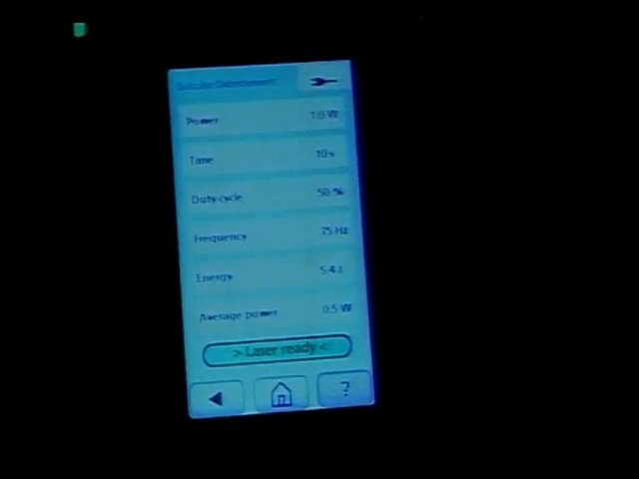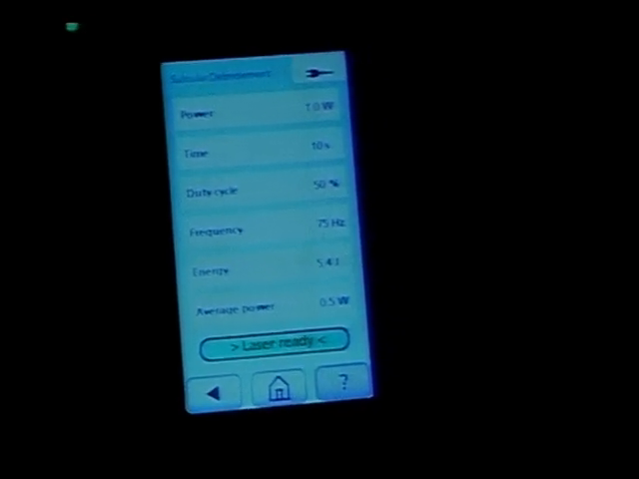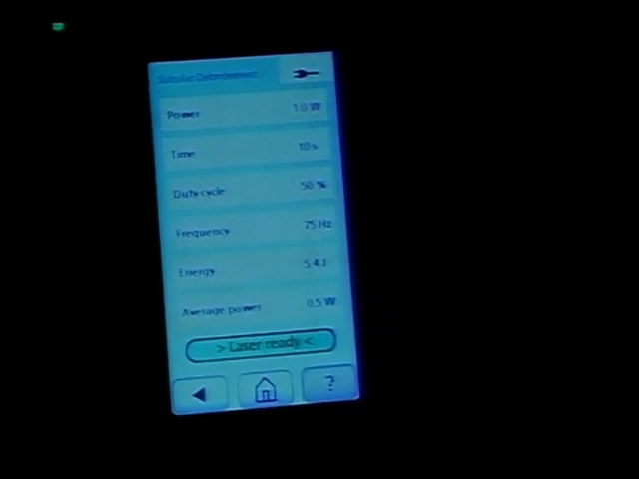Okay. For depigmentation, this time with a 980 nanometer wavelength, we are starting with 1 watt power, a frequency of 75 hertz and an energy of 5.4 joules. So it's an average power of 0.5 watt, which is not very much. So let's see if it works.